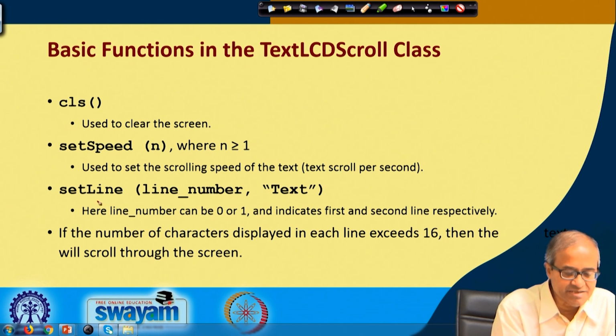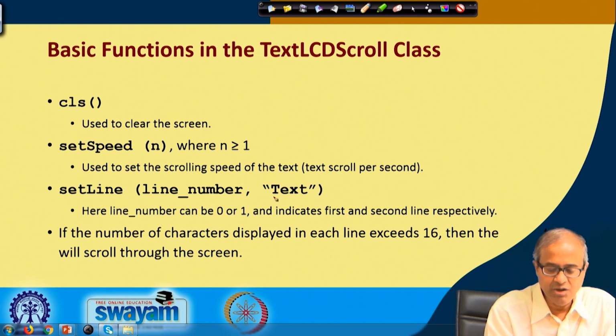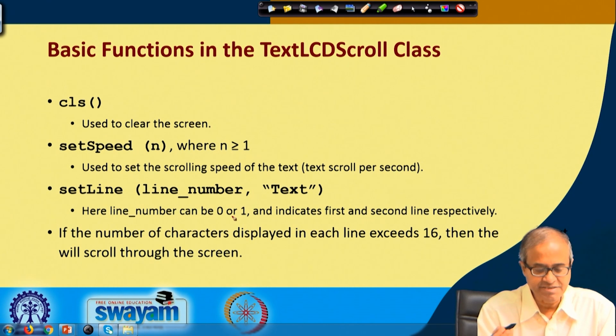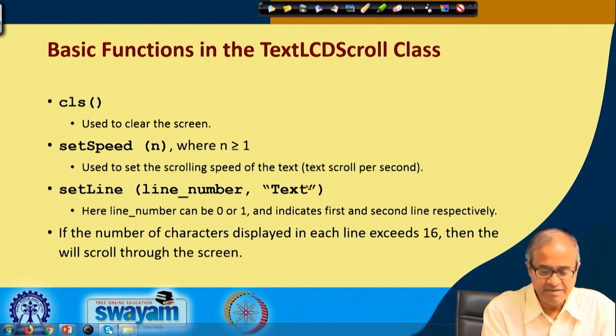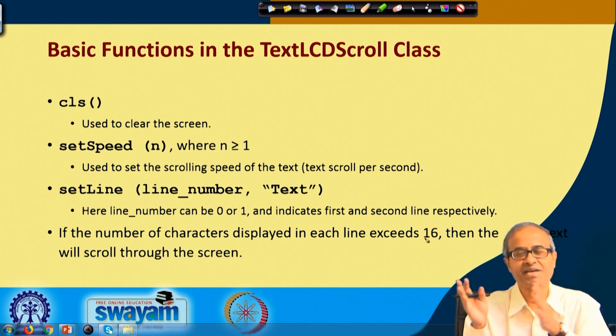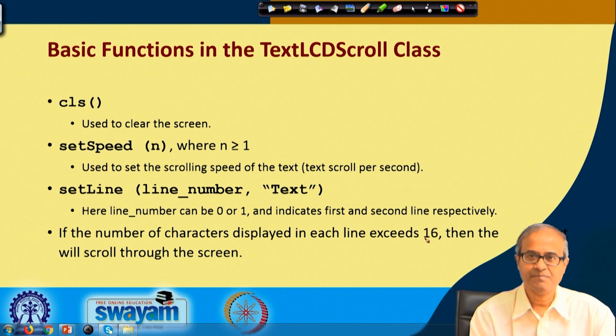And set line is a function where you can tell what text you want to display and in which line number. Line number can be either 0 or 1, 0 means the first line, 1 means the second line. Okay. And as I said earlier, if the text you are trying to display on a line is greater than 16, then automatically the text will start to scroll. All right.